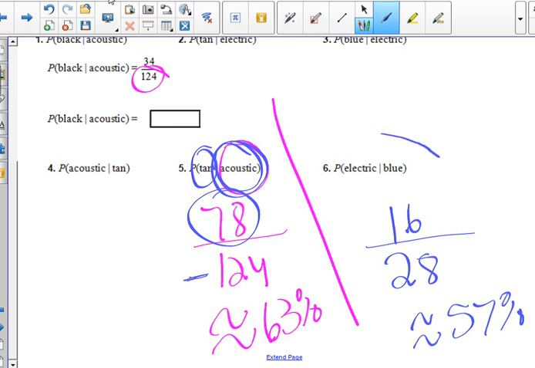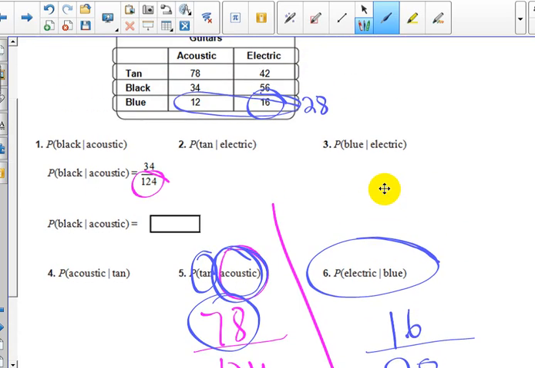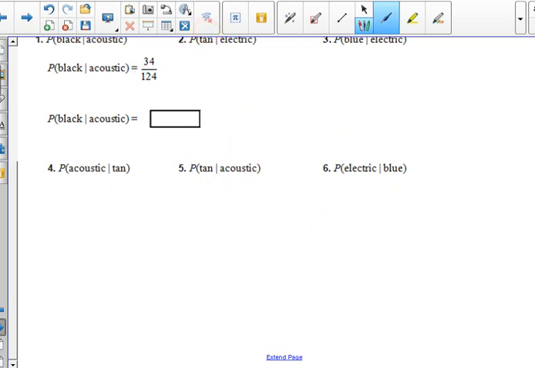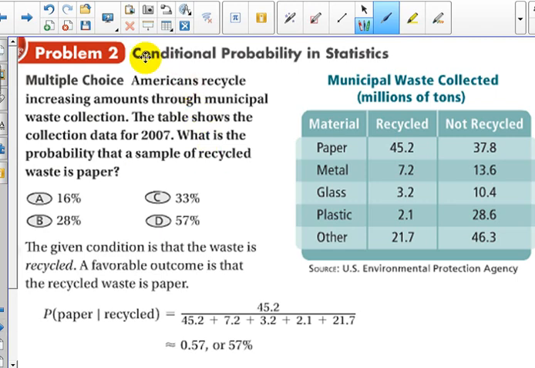And then the last one, what's the conditional probability of event electric, given that they're all blue events, right? So we're going to total all blues. So all blue guitars, that's 28. And out of those, we have 16 electric blue guitars. So you've got a 16 and 28 chance. So 57%. Any questions over those? Okay. All right, so let's look at the next thing.